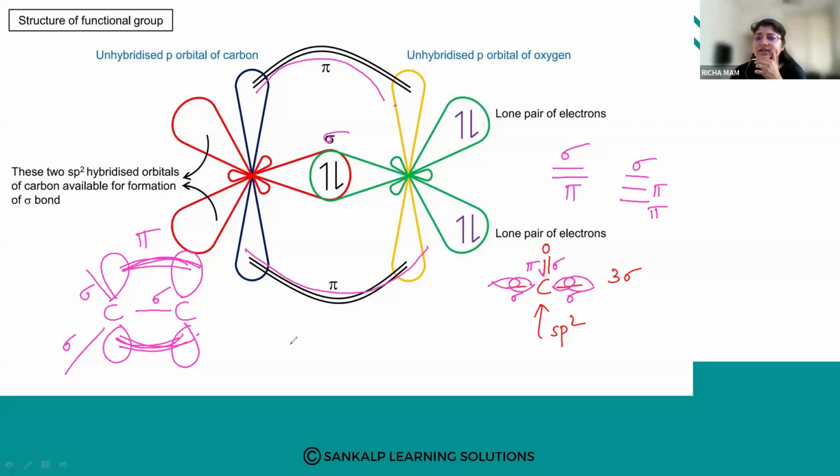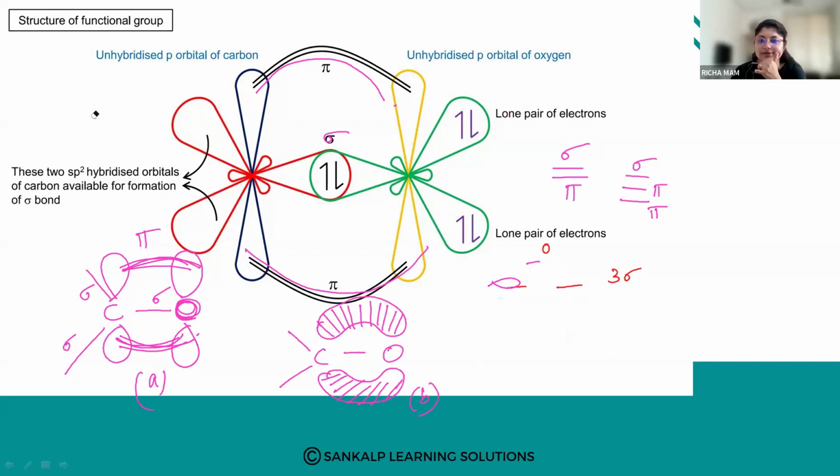So how does this look? Suppose this is a carbon and this is an oxygen. Now here, one will be like this, and this forms one pi bond, and this is another pi bond. Like this, you can represent your structure. So what is the bond angle? Coming to the bond angle, carbon double bond oxygen, the bond angle between the carbon and oxygen is 120 degrees.